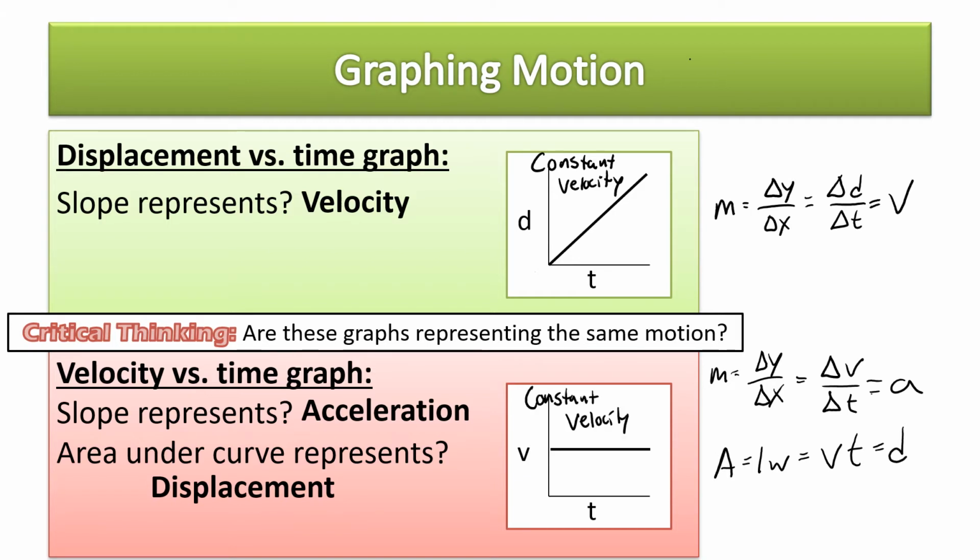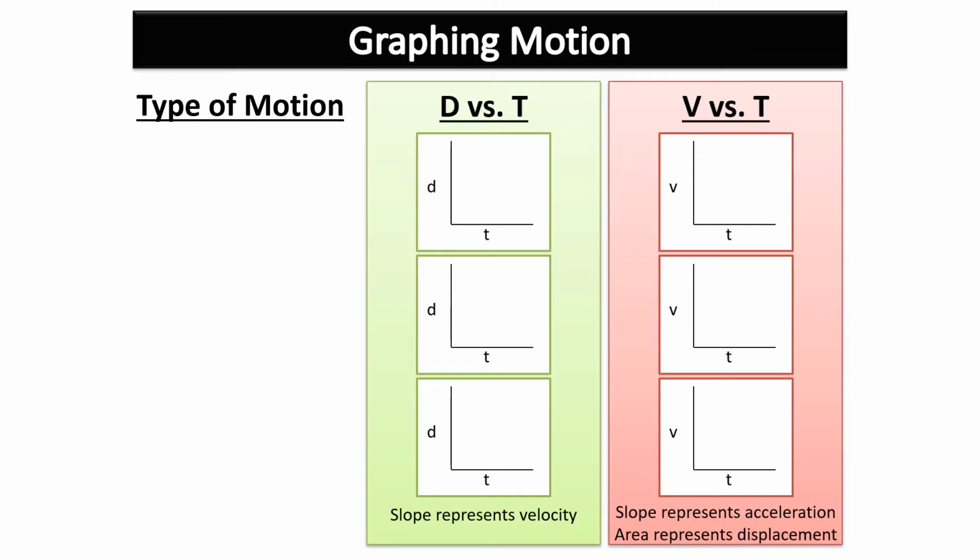So to answer the critical thinking question, are these graphs representing the same motion? Yes, even though they look different. This one looks like it's pointing upwards. This one is horizontal. They look like different graphs, but they're representing the same motion. Okay, what are some more examples of these different graphs that represent the same motion? Let's take a look.